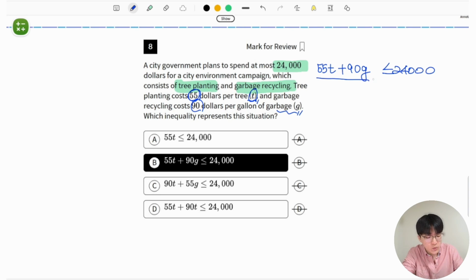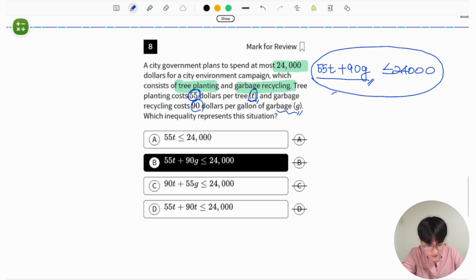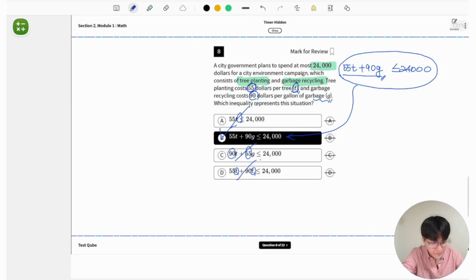So this is going to represent the total price that the government needs to pay for each tree and each gallon of garbage collected. And therefore, we can set up this inequality, and the one that matches this inequality would be answer choice B. Now, for answer choice A, they're lacking the term garbage, which is not a good idea. Answer choice C confuses the 2 values, and that's also wrong. Answer choice D confuses the variables, which is why that's not the correct answer, leaving us with answer choice B.